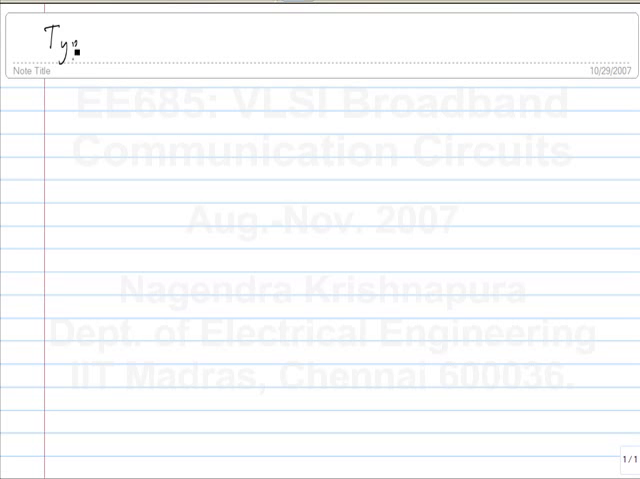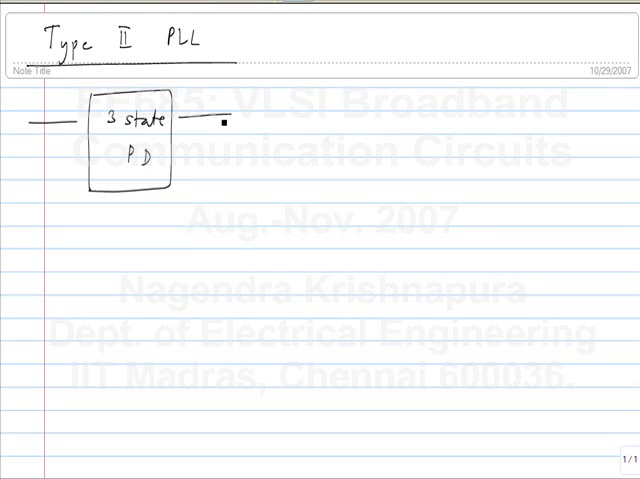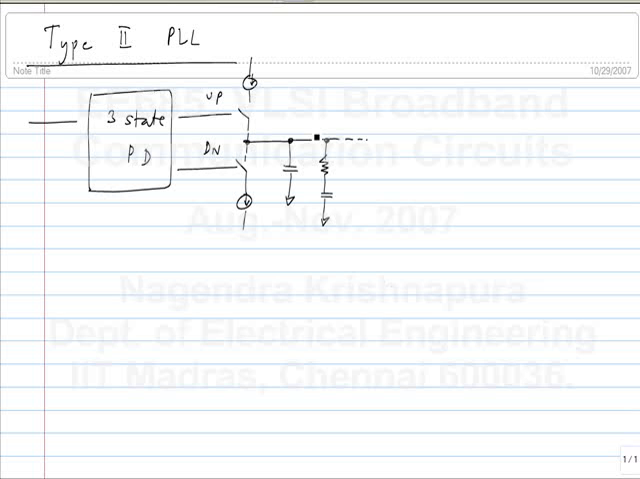So we have a type II PLL which has a 3-state phase detector which gives you the up and down signals, and these control current sources that flow into and out of the capacitor. Okay, and this goes to the VCO. So this arrangement that puts a fixed amount of current into the capacitor is known as the charge pump.